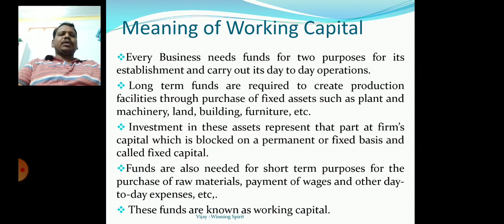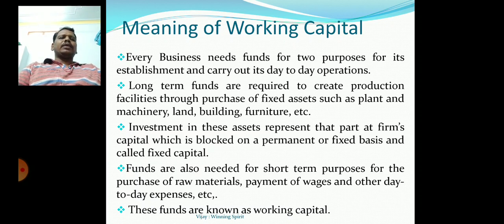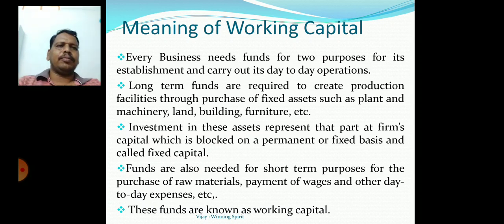Working capital is the capital or investment made on the current assets of a business concern, through which the yield will be within a short period of time, maximum to the extent of 1 year. Funds are also needed for short-term purposes, for purchase of raw material, payment of wages, and other day-to-day expenses. All such will be considered under working capital. These funds are known as working capital. Working capital is the capital required to run the business smoothly by procuring raw material, paying wages, and other expenses for regular maintenance of the business concern.